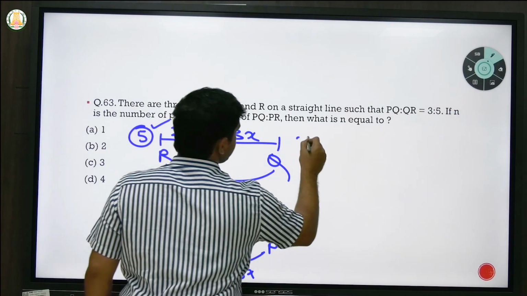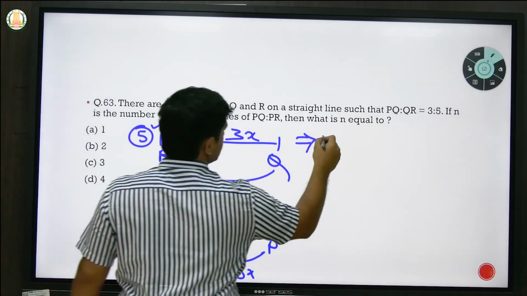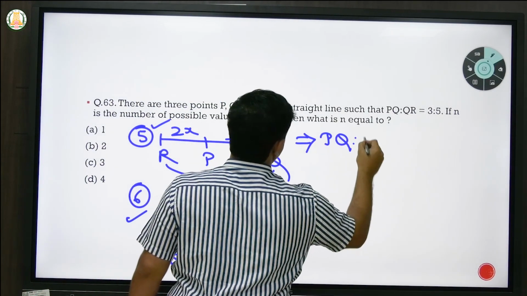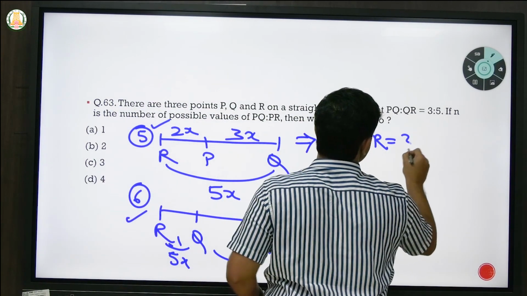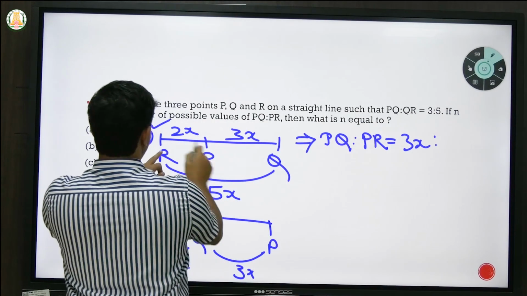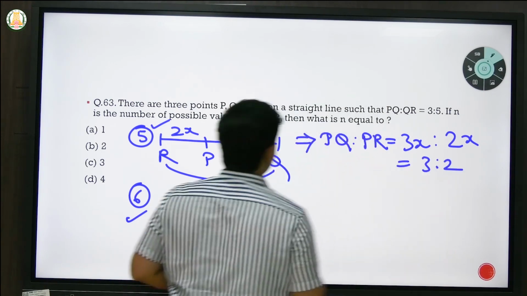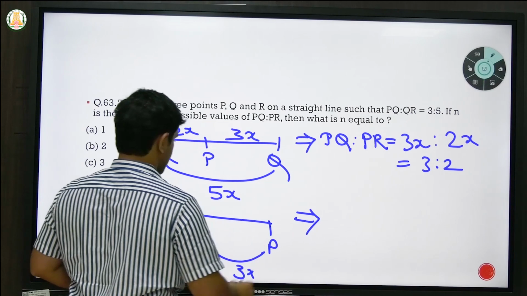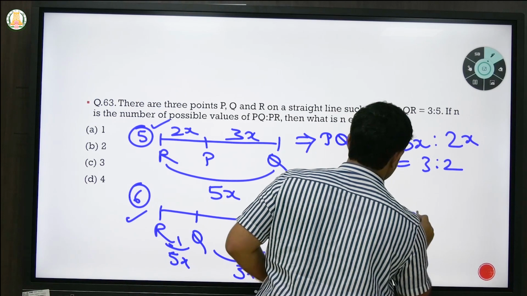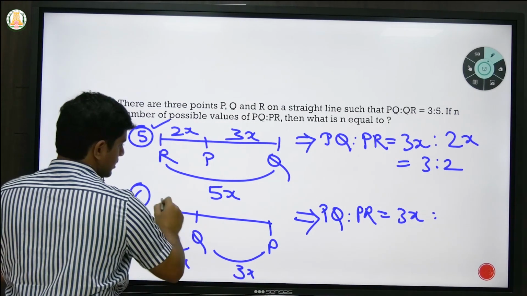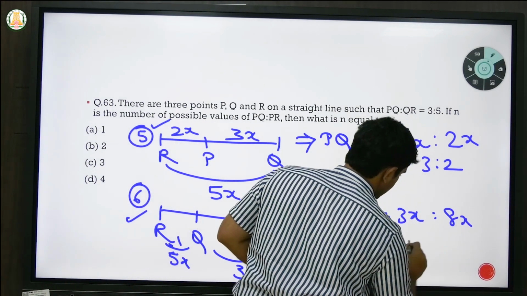So in this case, if you see, the value of PQ is to PR will be PQ is 3x is to PR here would be 2x. So this is 3:2. In this case, PQ is to PR would be 3x is to PR is the entire thing. So it becomes 8x. So this is 3:8.